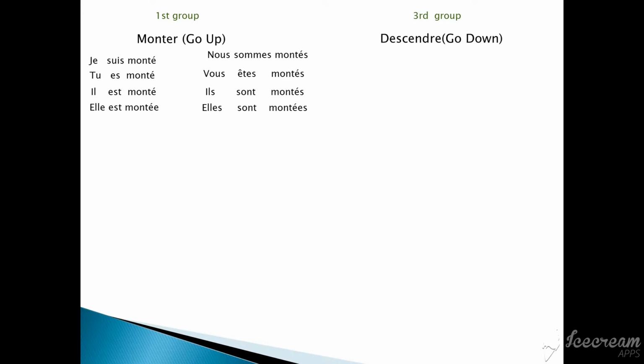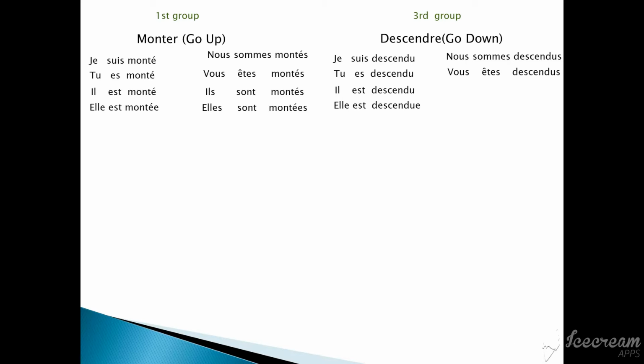So, to use the verb monter in the past simple, we say je suis monté, tu es monté, il est monté, elle est montée, nous sommes montés, vous êtes montés, ils sont montés, elles sont montées. And for the verb descendre, we say je suis descendu, tu es descendu, il est descendu, elle est descendue, nous sommes descendus, vous êtes descendus, ils sont descendus, elles sont descendues.